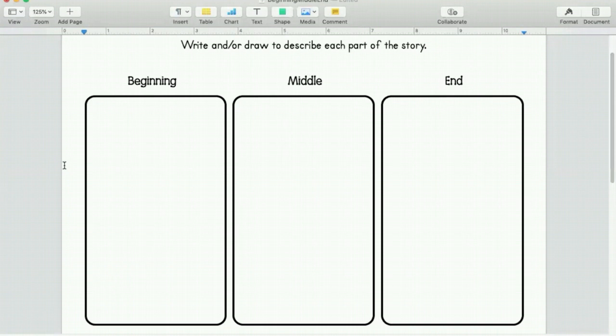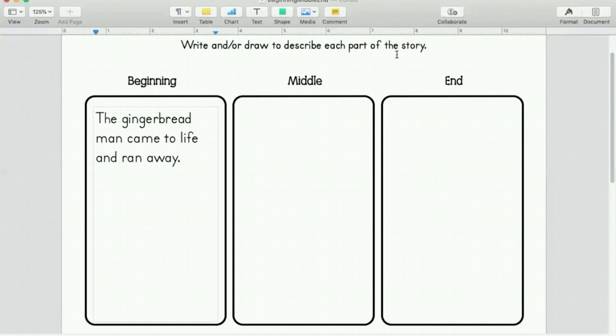So at the beginning of this story, think about what happened. The little old lady decided to bake a gingerbread man. But what happened when she did? He came to life and ran away, right? So let's think of a sentence we could write for the beginning. I'm going to type a sentence. You could write a sentence on your paper to practice your writing. You could also draw a picture. Even better, you could do both. So for the beginning, I'm going to write that the gingerbread man came to life and ran away.